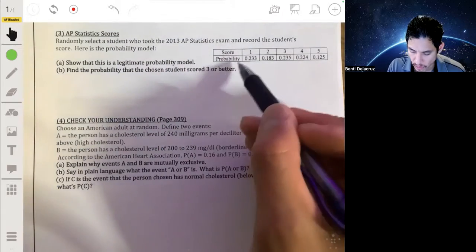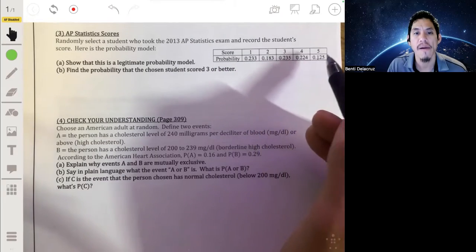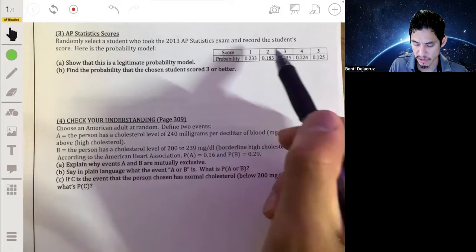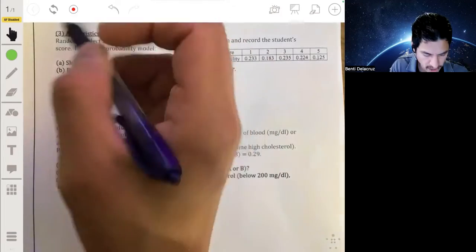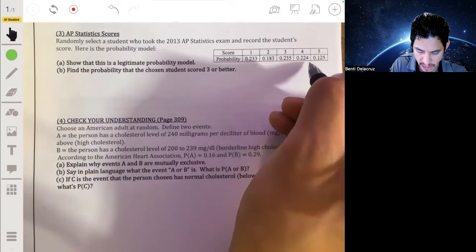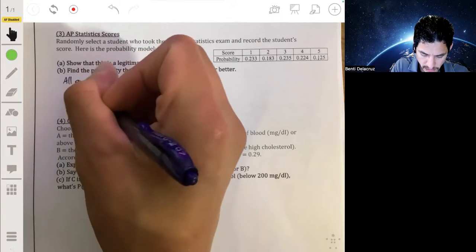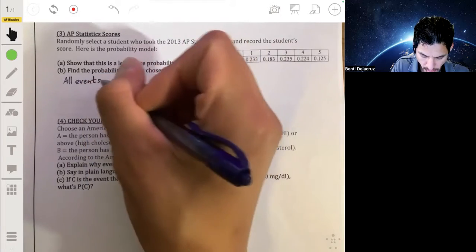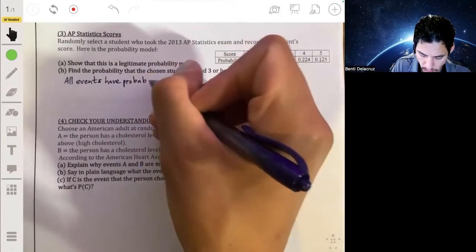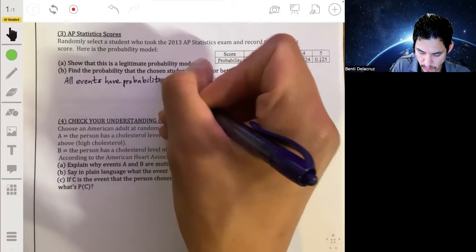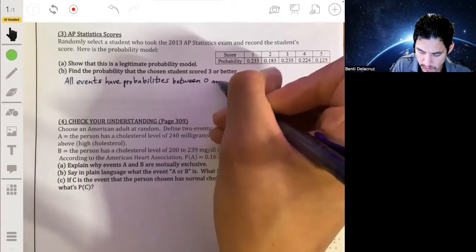So one thing we can check is that each event has a probability between 0 and 1, which they do. None of them are below 0, none of them are above 1. So that checks out. So we could say all events have probabilities between 0 and 1.